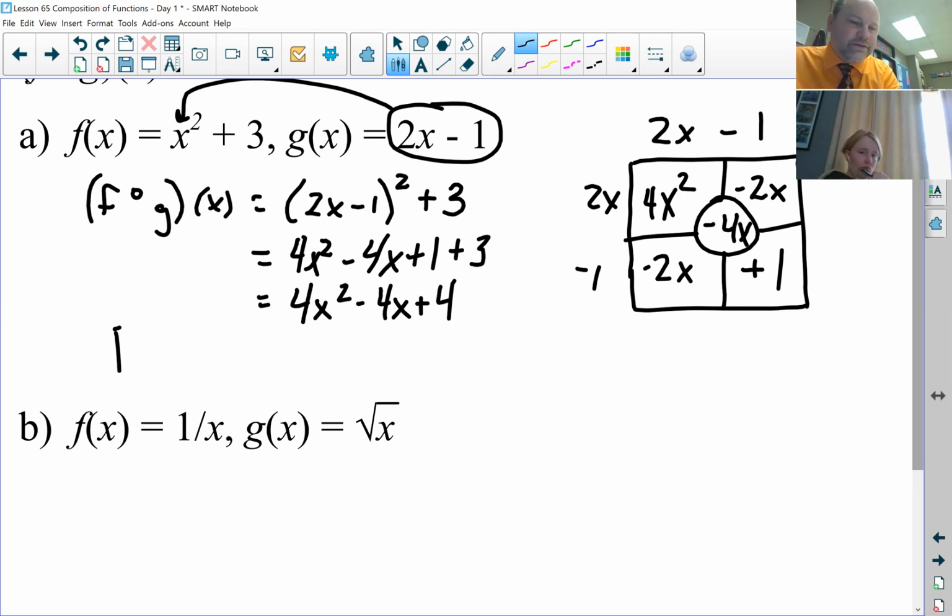For the domain, again, if we have roots or rational functions, we need to be concerned with what values we can plug in for x. Because these are both polynomials, there are no restrictions, and the domain would be all real numbers. Again, a couple different ways you can write that.